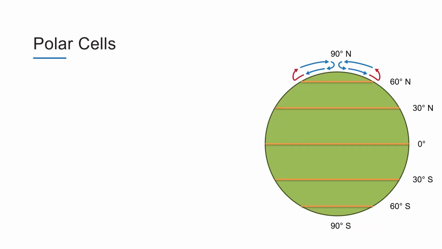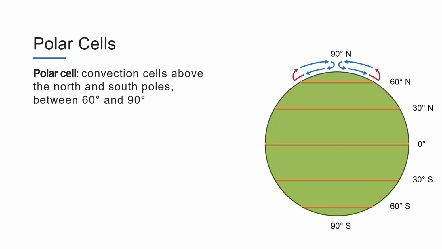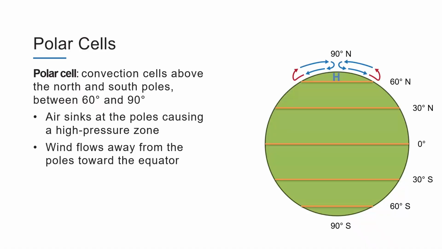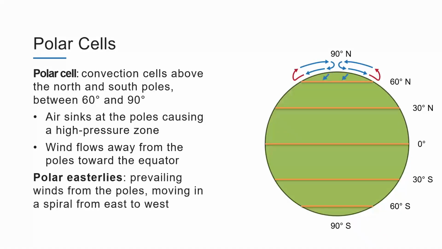Second in importance to the Hadley cells are the polar cells. These are convection cells above the north and south poles between about 60 degrees and 90 degrees. Because the poles generally get the least direct sunlight, the air here gets quite cold and sinks, causing a high pressure zone on the surface at the pole. And because air moves away from high pressure zones, it heads toward the equator. So we call these the polar easterlies because they move from the east and point toward the west.